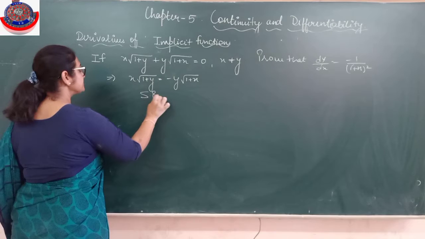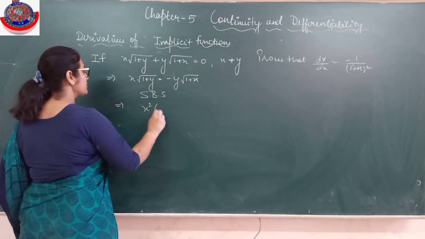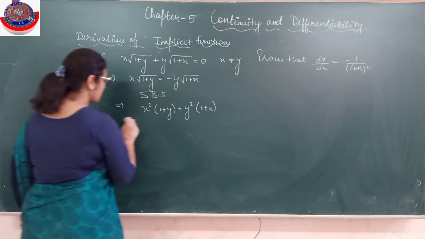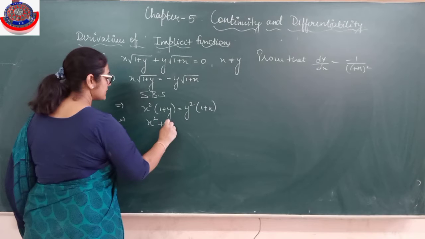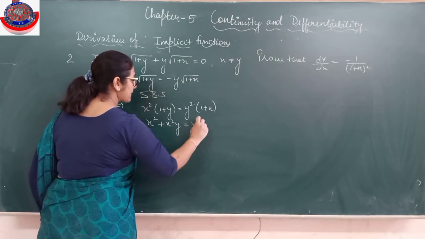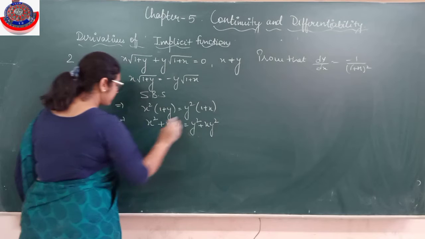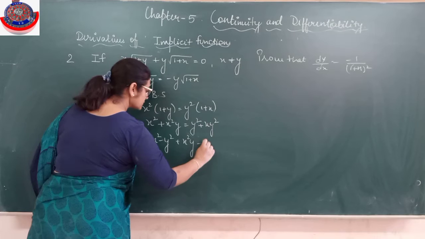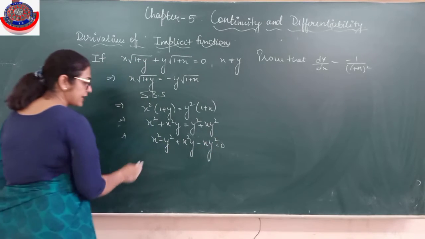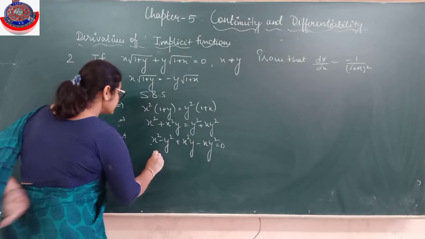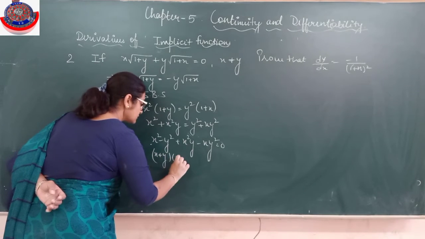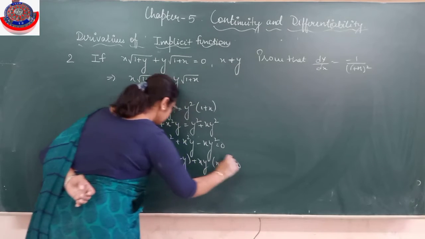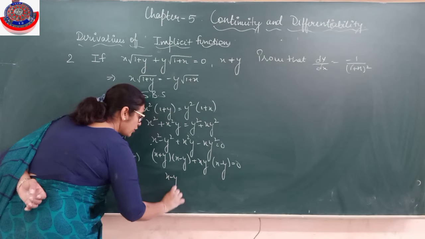squaring both sides, x square into 1 plus y, y square into 1 plus x, bring it, multiply inside, bring the terms on one side. I can write this as x plus y, x minus y, and I can take xy common from here, x minus y common from both.